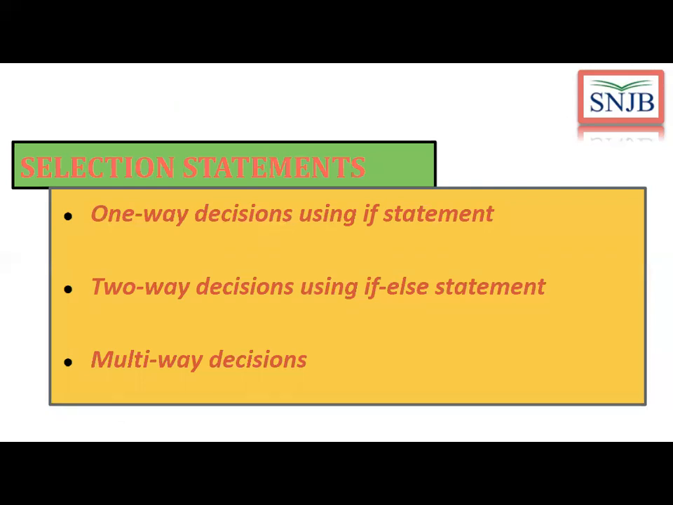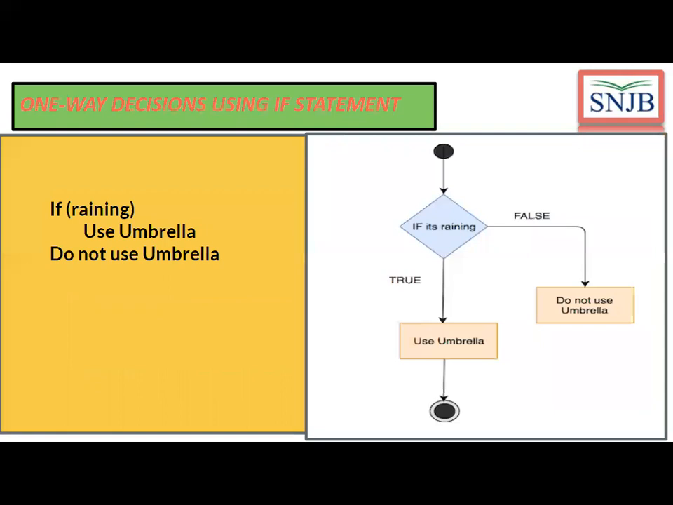First of all, we are going to see what selection statements actually are. Selection statements can be described as one-way decisions using the if statement, two-way decisions using the if else statement, and multi-way decisions, which can be made by using the if else if ladder or the switch statement. Now we'll see one-way decisions using the if statement. What is the if statement, and how can we write it?